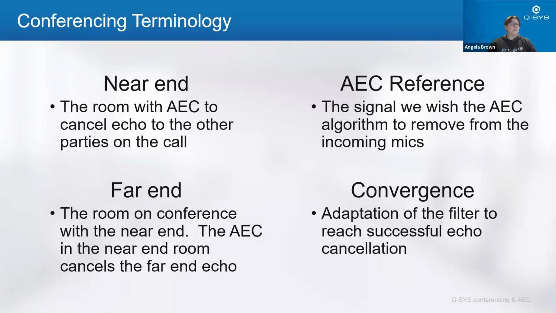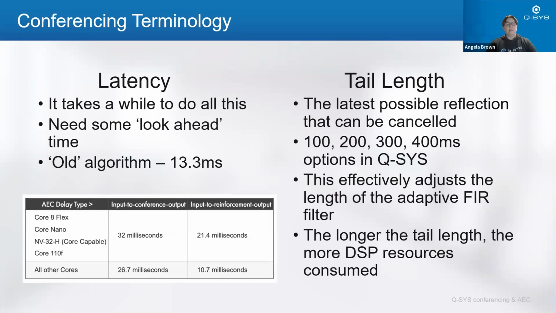Convergence, you can read what's on here, but convergence is how well the filter is adapting to the room impulse response. And if we get 100% acoustic echo removal, we consider the algorithm to be properly converged. That's our goal in every case. So we're going to then talk about latency. We talked about it a little bit before. AEC takes time. But taking a look at what the actual latency is of the cores that we have is pretty important. You can read that on the slide.